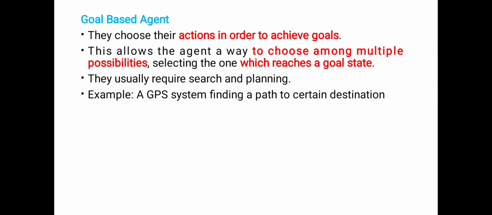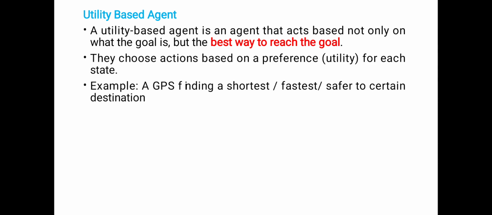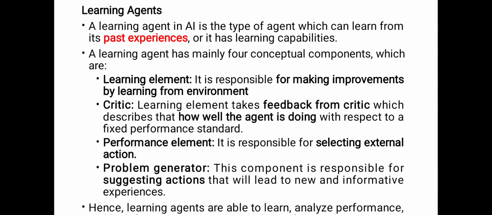Another one is goal-based agent. They can choose the actions in order to achieve goals. This allows the agent to choose among multiple possibilities, selecting the one which reaches a goal state. They usually require searching and planning. An example for it is a GPS system finding a path to a certain destination. A utility-based agent is an agent that acts based not only on what the goal is but the best way to reach the goal. They choose actions based on preference for each state, for example a GPS finding the shortest or the safer path to a destination.